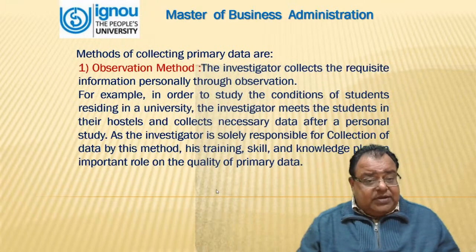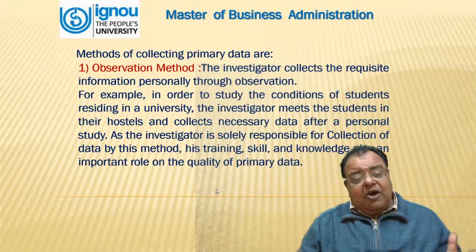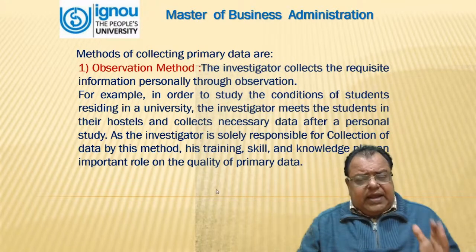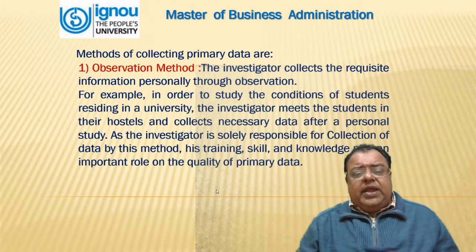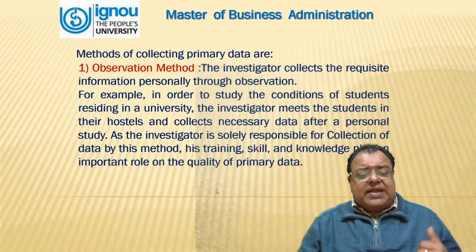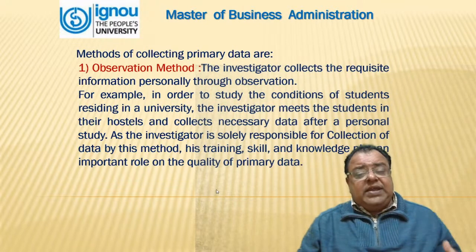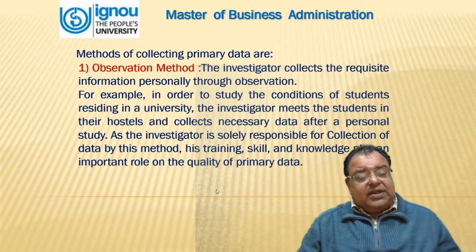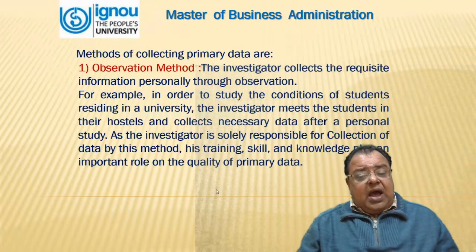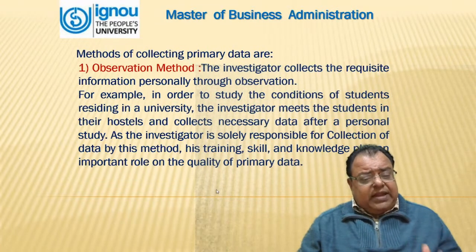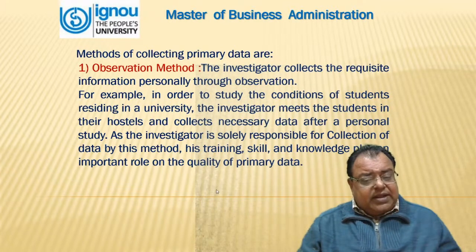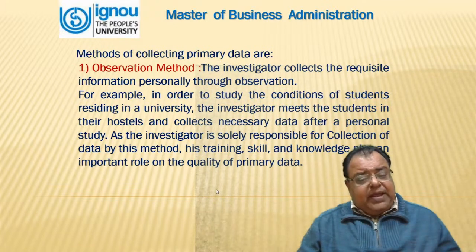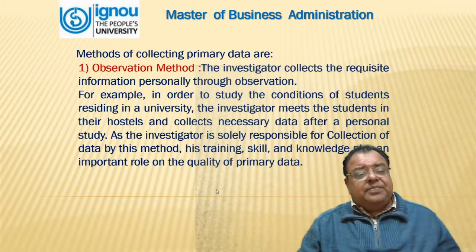What are the methods of collecting primary data? First one, observation method. The investigator collects the requisite information personally through observation. For example, in order to study the conditions of students residing in a university, the investigator meets the students in their hostels and collects necessary data after a personal study. As the investigator is solely responsible for collection of data by this method, his training, skills and knowledge play an important role in the quality of primary data collection.